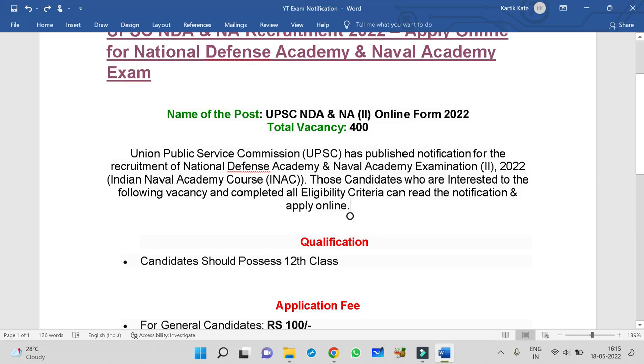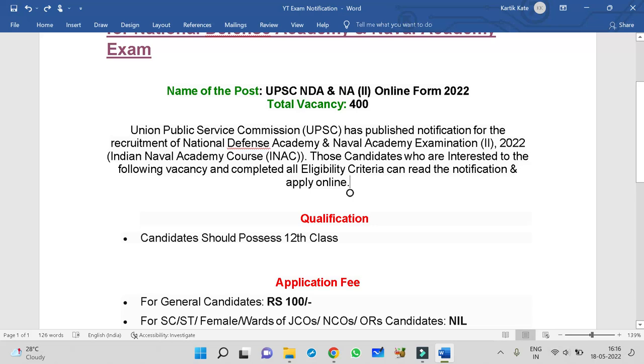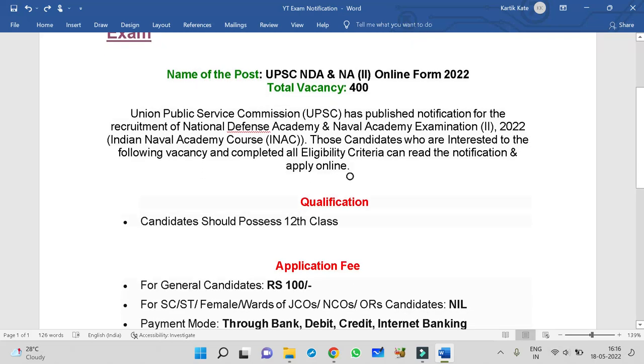In this exam, the total vacancies are around 400, including both boys as well as girls, which you have to remember. UPSC has published the notification for the recruitment of National Defense Academy and Naval Academy Examination 2, 2022, and Indian Naval Academy Course, INAC. Candidates who are interested in the vacancy and meet all criteria can read the notification and apply online. The notification, application form and website details are in the video description.